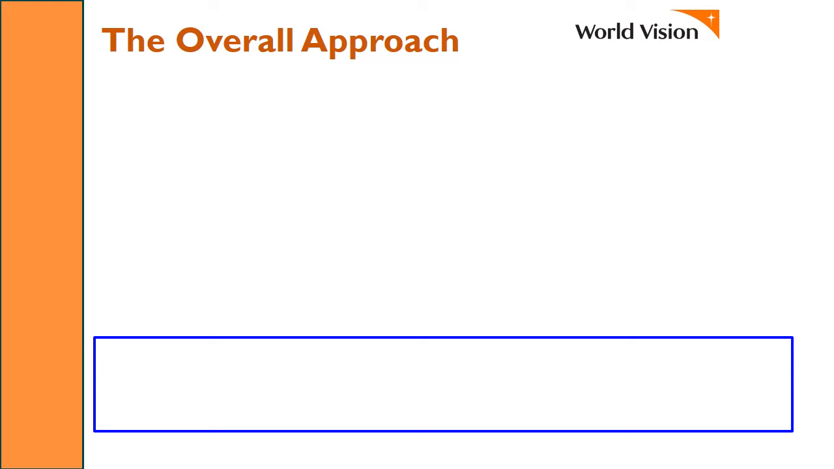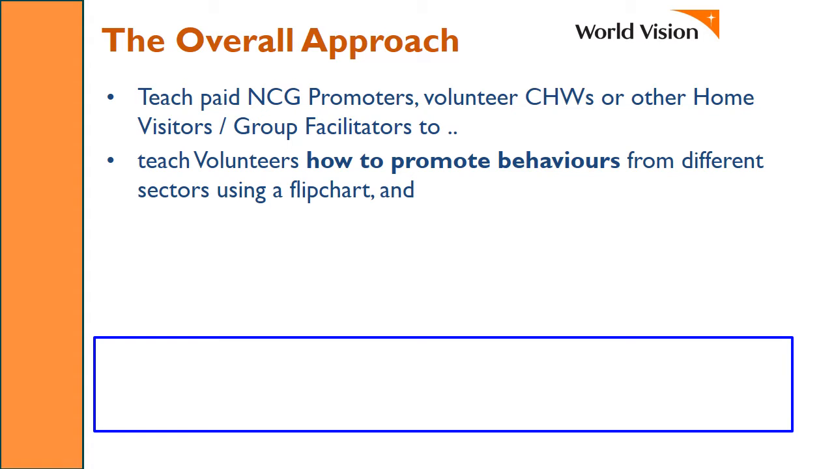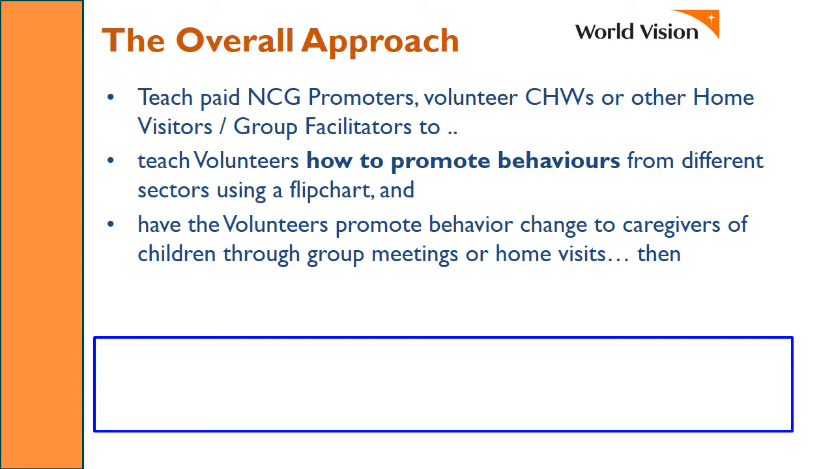And then this overall approach, what is actually done in this project model that has led to some amazing results compared to traditional behavior change approaches, might seem quite simple. You basically teach paid World Vision Nurturing Care Group promoters, community health workers, or other group facilitators to teach community volunteers how to promote behaviors from different sectors. And then you have those volunteers promote those behavior change lessons with the caregivers that they serve in groups of about 10 to 12. And you repeat that every 2 weeks.